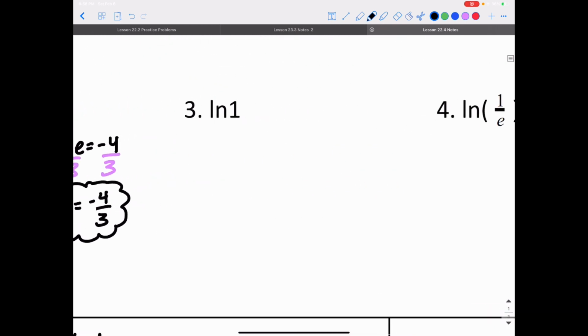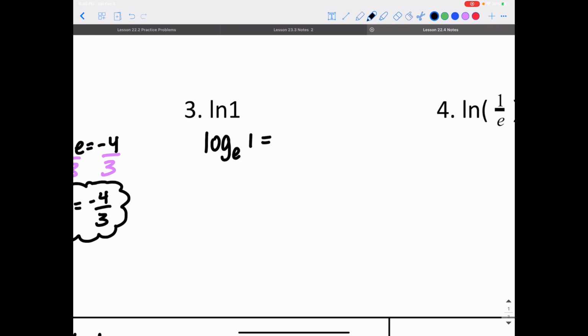For number 3, I have ln of 1. When I see ln, that means log base e. It's just another way of writing log base e. So really, when I evaluate these things, I like to change ln to log base e because it's easier to figure out. I have log base e of 1 is what I have here. I want to know, what power do I have to raise e to get 1?